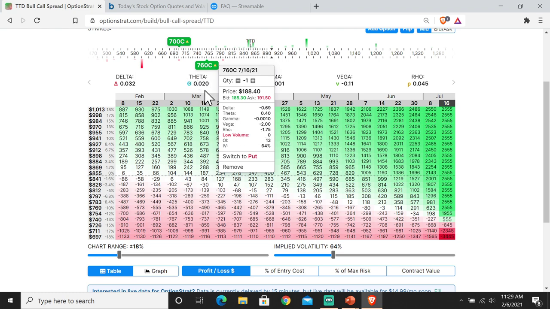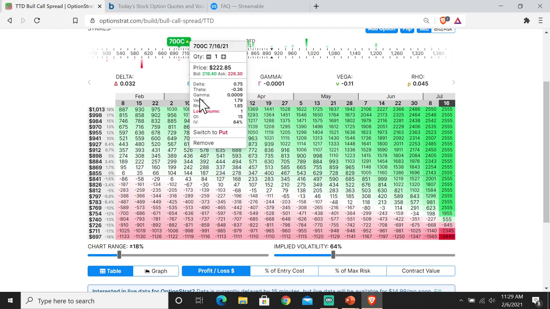Because theta is only two cents. That means every single day I'm only losing 2 cents on my play. If I just had this 700C, I'd be losing 36 cents a day if TTD isn't moving. So that's a big difference, right?